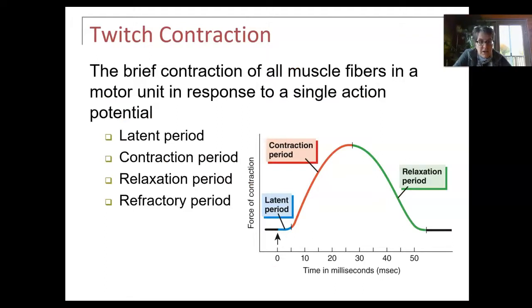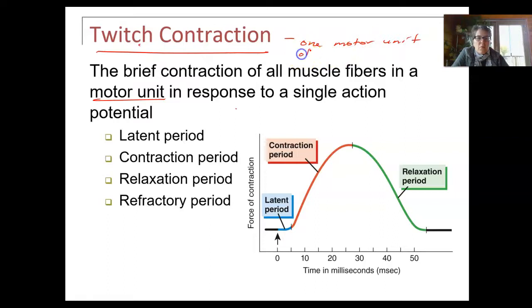So before we start talking about that and putting those pieces together, talking about a muscle, we're going to talk about a twitch. A twitch pertains to one motor unit. Okay, so it's because they will all work together.